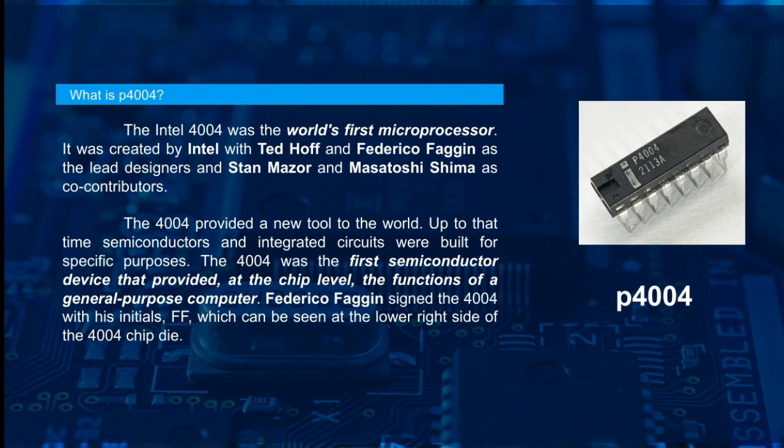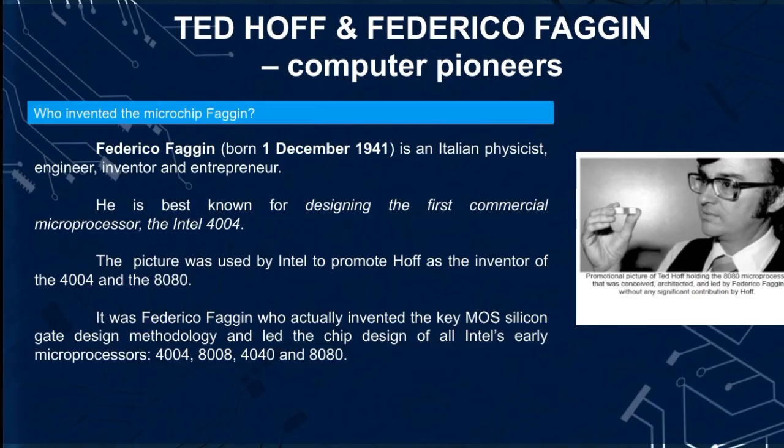Up to that time, semiconductors and integrated circuits were built for specific purposes. So the 4004 was the first semiconductor device that provided, at the chip level, the functions of a general-purpose computer. Federico Faggin signed the 4004 with his initials FF, which can be seen at the lower right side of the 4004 chip. So next is Ted Hoff and Federico Faggin. These two are computer pioneers.